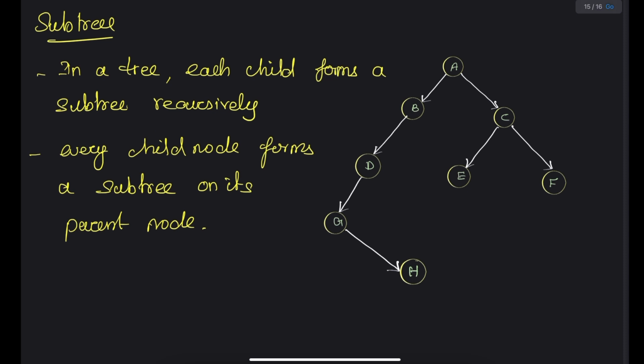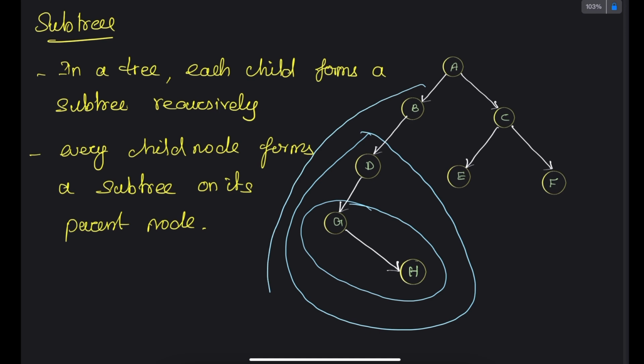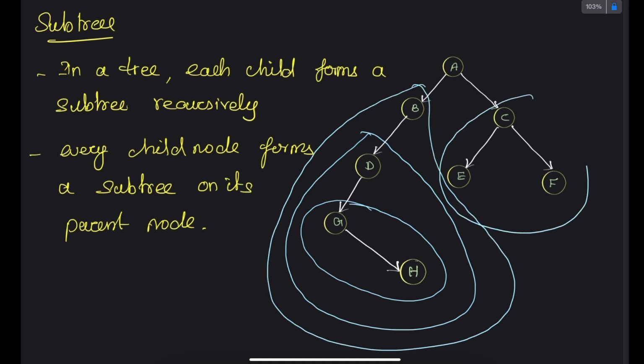The next concept is the subtree. In a tree, each child forms a subtree recursively. Every child node forms a subtree on its parent node. So in this diagram, this is a subtree, and this is a subtree, and this is also a subtree. A node that has children under a parent forms a subtree. According to this diagram, one parent node and one child node form one subtree. So likewise, a tree may have multiple subtrees.